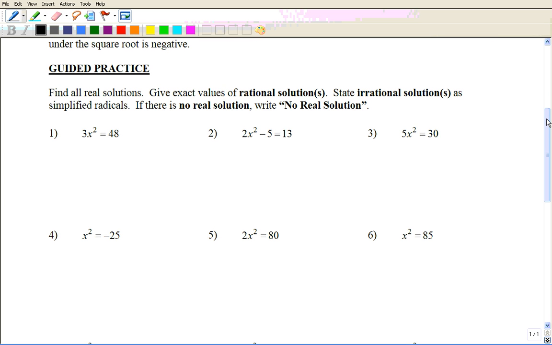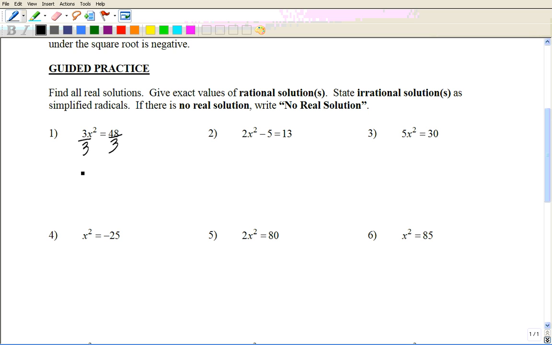So let's find all the real solutions, give exact values of rational solutions, and state irrational solutions as simplified radicals. If there is no real solution, write no real solution. Okay, so on number 1, we want to isolate the x squared on one side. So first we need to divide by 3.